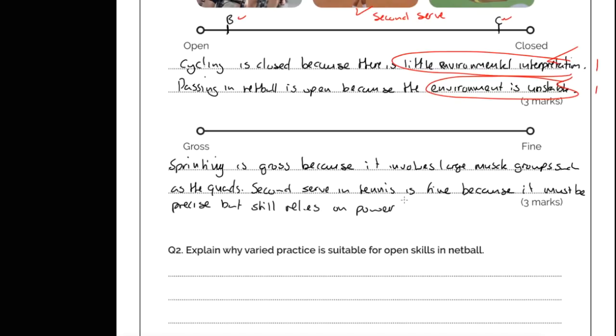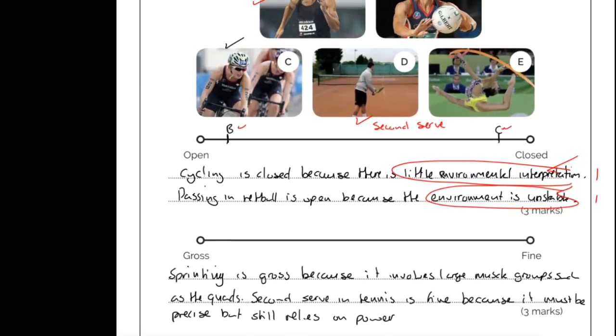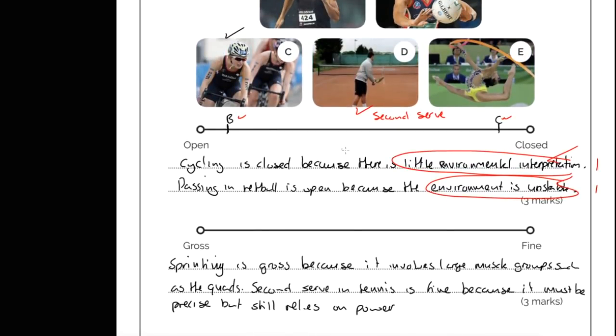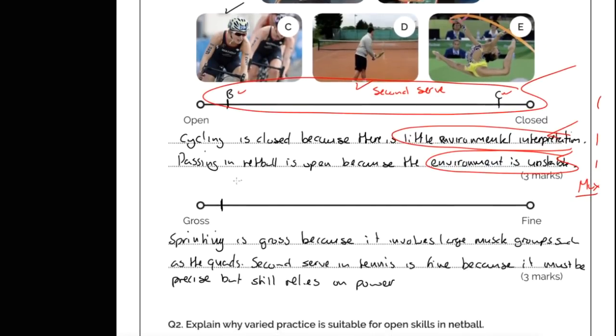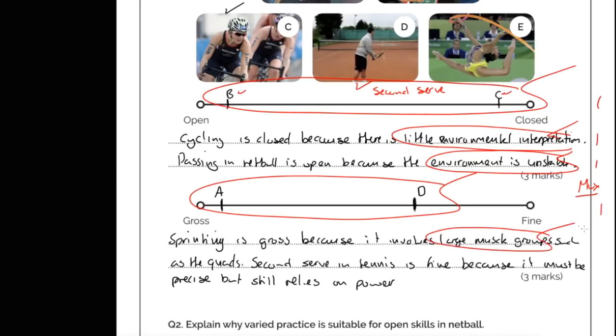And of course, what have I not done in this particular answer? I've not actually put the items on the continuum. Okay, so here I'm going to get my placement correct and get my mark for my 3 there. It's going to get me my max in that first answer. I must place these on here. So I've got my sprinting, which is gross. My sprinting was letter A. And I must put my serve. I'm going to put it down here. Not completely fine because it does still involve power, but I've got my D there. My examiner is going to mark me correct for my placements. And my examiner is going to go, okay, large muscle groups, mark, and they're going to say it must be precise. And there's my max.